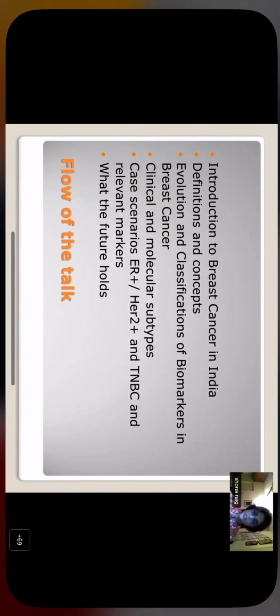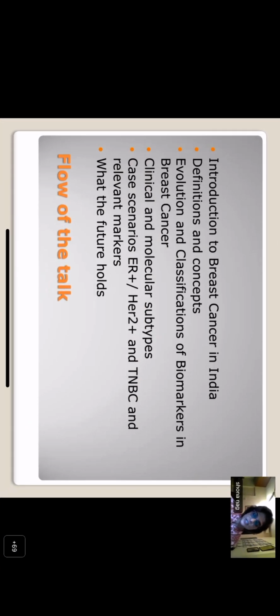So I've planned the talk in such a manner that we first introduce breast cancer in India. We talk of a few definitions and concepts, evolution and classification of biomarkers in breast cancer, focus on clinical and molecular subtypes, put forth a few case scenarios, especially for ER positive and triple negative breast cancer and their relative markers, and finally end with what the future holds.